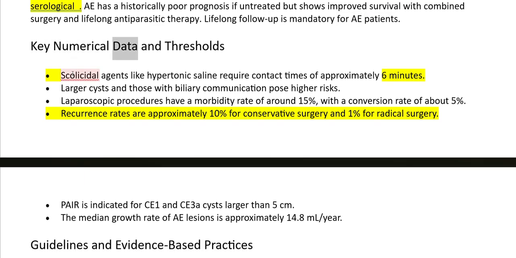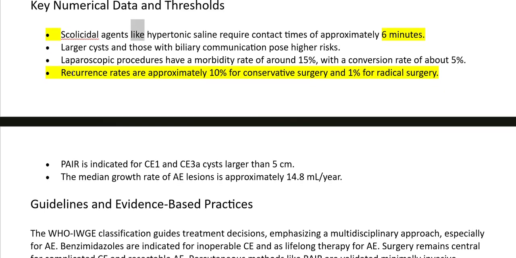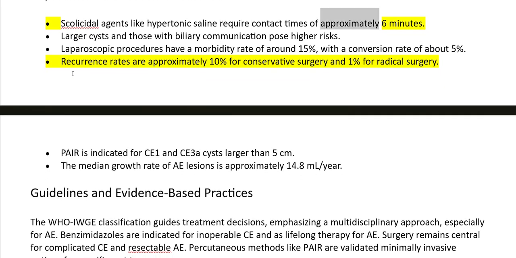Key numerical data and thresholds. Scolicidal agents like hypertonic saline require contact times of approximately 6 minutes. Larger cysts and those with biliary communication pose higher risks. Laparoscopic procedures have a morbidity rate of around 15%, with a conversion rate of about 5%.